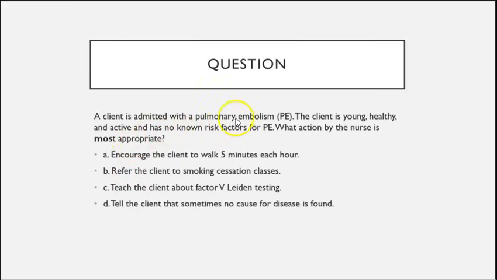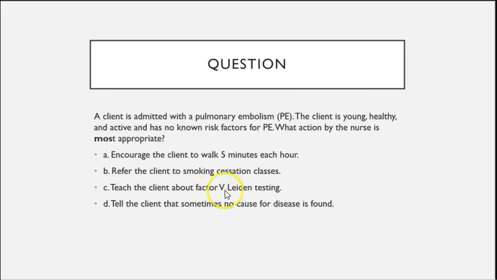A client is admitted for a pulmonary embolism. The client is young, healthy, and active. Has no known risk factors for a pulmonary embolism. What action by the nurse is most appropriate? So we know that the patient has a PE, and they're low risk for having a PE, but that's why they're admitted. So are we going to have that patient walk? No, especially for 5 minutes every hour. They're going to be so short of breath. No. Refer the client to smoking cessation classes. Maybe if we know that they're smoking, but this client's healthy. We're going to assume that they're not smoking.